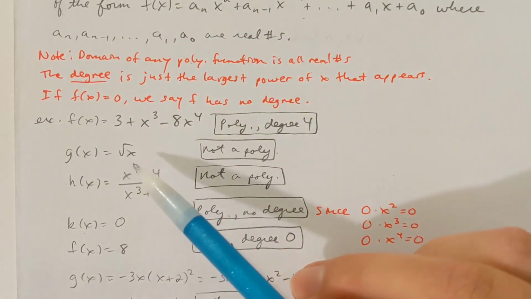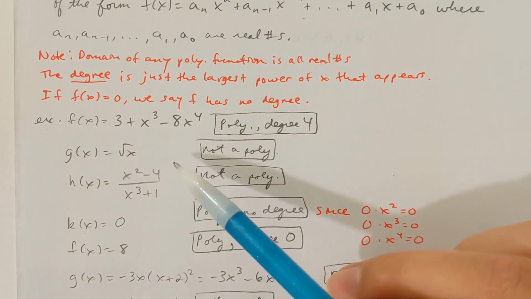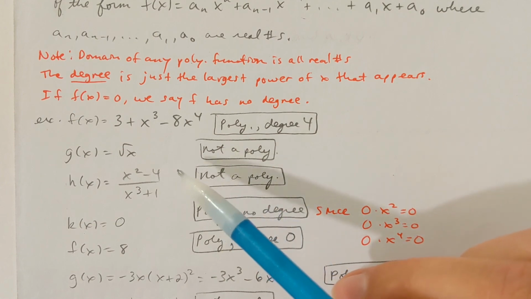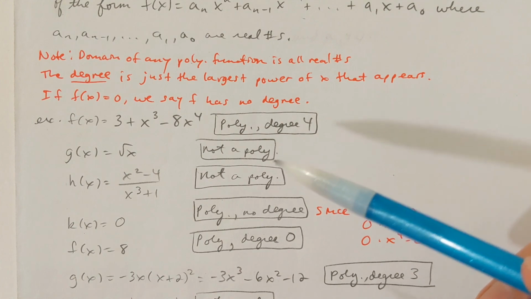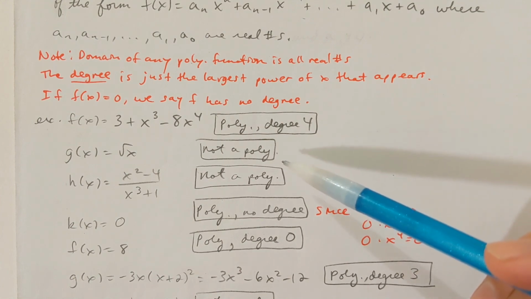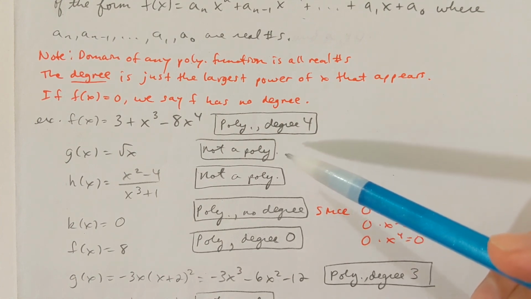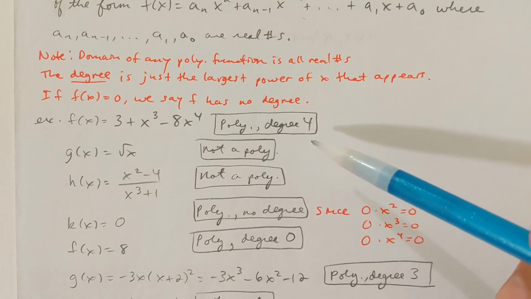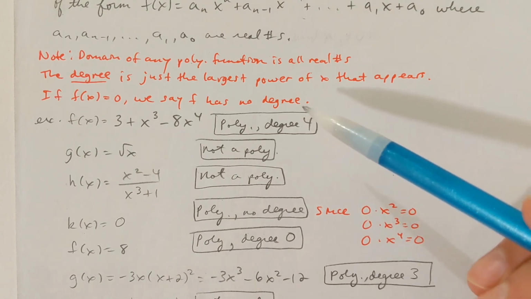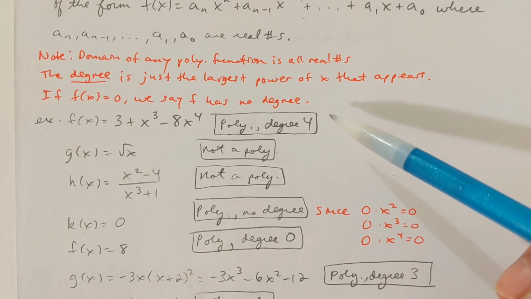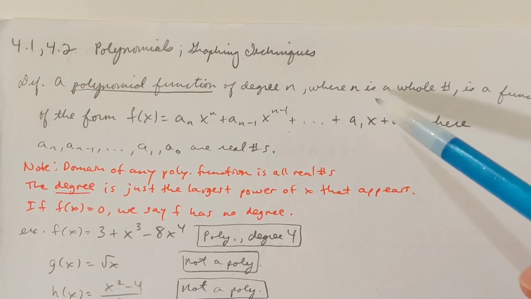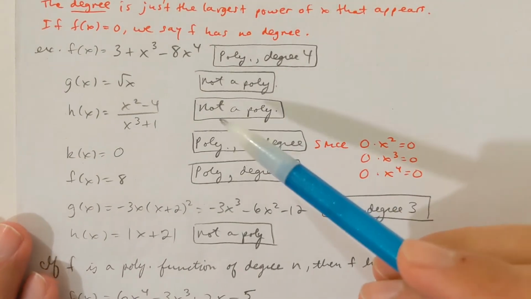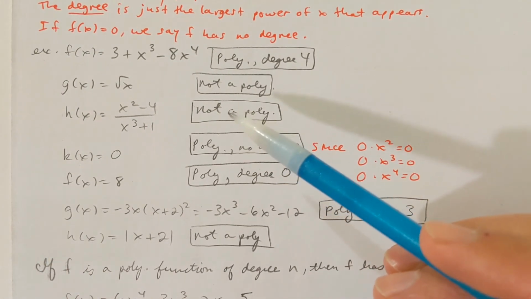Suppose that g of x is equal to the square root of x. x to the 1/2 power is the same as the square root of x, so that's not a polynomial. A polynomial is where the degree has to be a whole number. n is a whole number, and 1/2 is not a whole number.